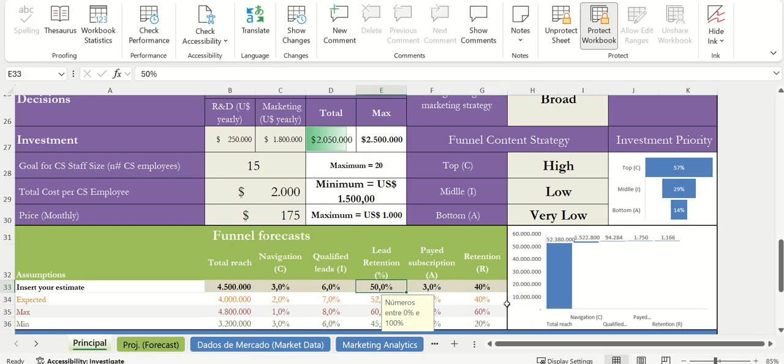And now the retention, it's telling me between 40 and 60. I think that's fair enough, but maybe since I have a low price, and I expect to have a lot of staff, I expect to have a little bit more retention. Okay.